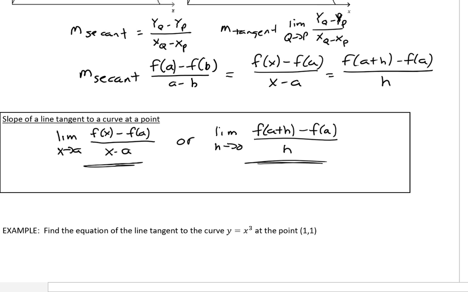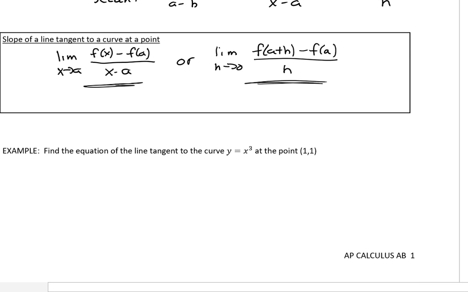Alright, so it says find the equation of the line tangent to the curve y equals x cubed at the point 1, 1. Okay, well, so we want to use one of these. We're going to use this first one here. We're going to take the limit to find the slope. If we're going to find the equation of a line, we need the slope and we need a point, which we have. We have the point 1, 1. And then we'll write our equation in point slope form.